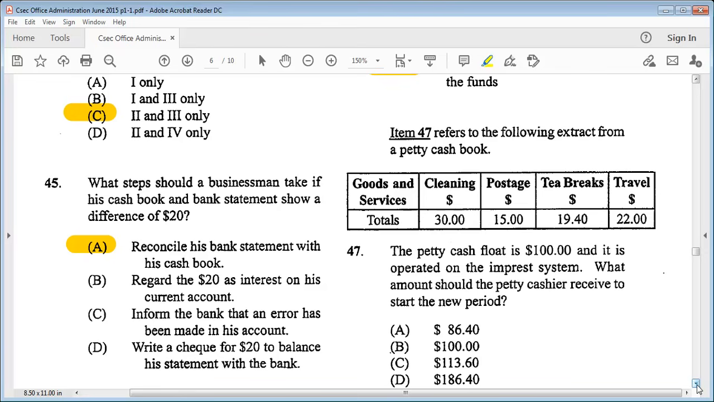Now the question says, what amount should the petty cashier receive to start the new period? So if he's going to get another $100 as float, we have to add $100 plus the $13.60. So that would be the new money that the cashier would have to start that new period. So that would be $113.60. So our answer is C.